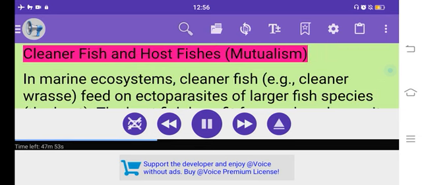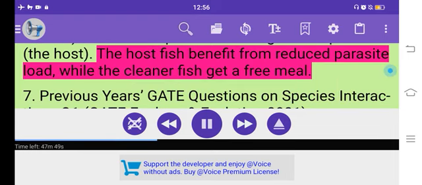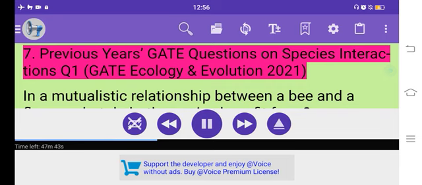Cleaner fish and host fishes. Mutualism. In marine ecosystems, cleaner fish, e.g., cleaner wrasse, feed on ectoparasites of larger fish species, the host. The host fish benefit from reduced parasite load, while the cleaner fish get a free meal. 7. Previous year's GATE questions on species interactions.